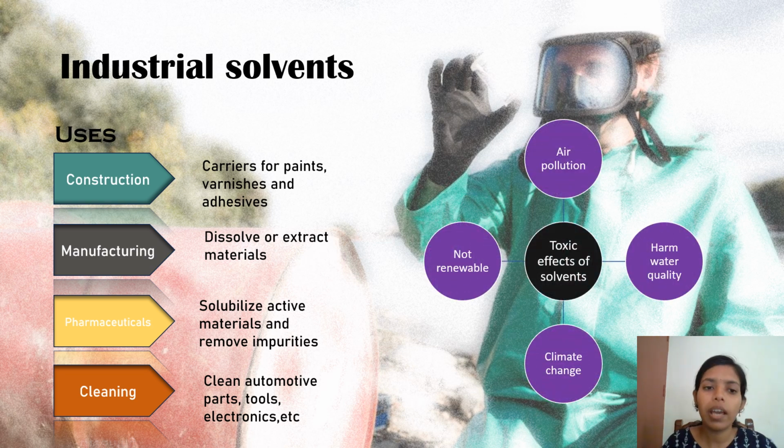So as they have so many uses, these industrial solvents also tend to have many toxic effects in the environment. The toxic effects include air pollution, harm to water quality, climate change, and being non-renewable. So these solvents used in the industries emit toxic gases and cause air pollution in the atmosphere, and also contaminate the groundwater. These all contribute to climate change, and also these are not renewable sources, so they get depleted easily.